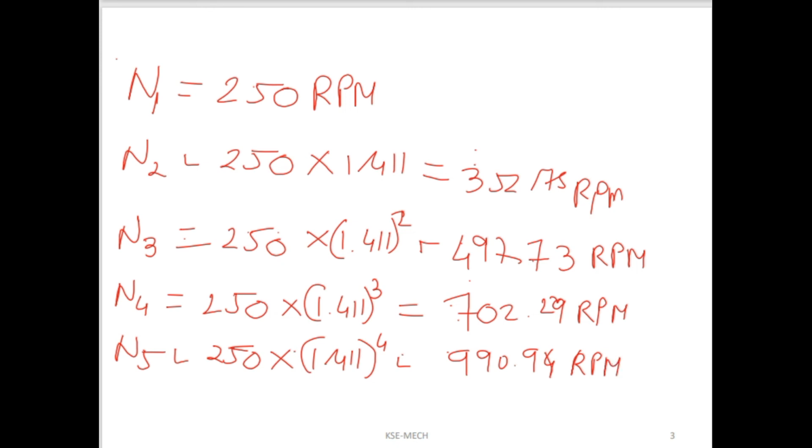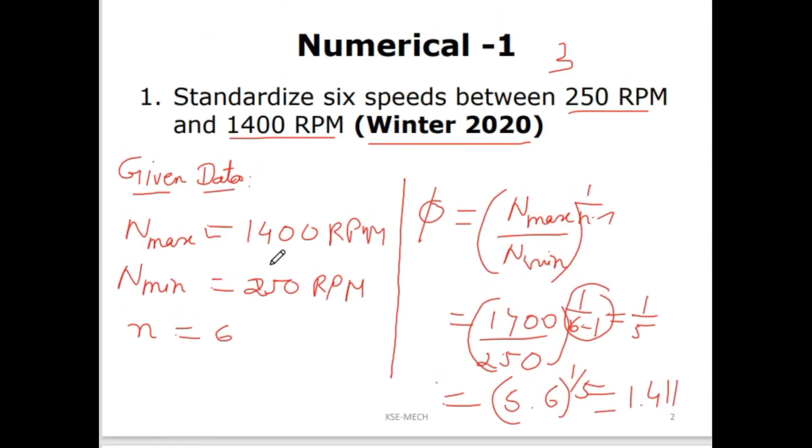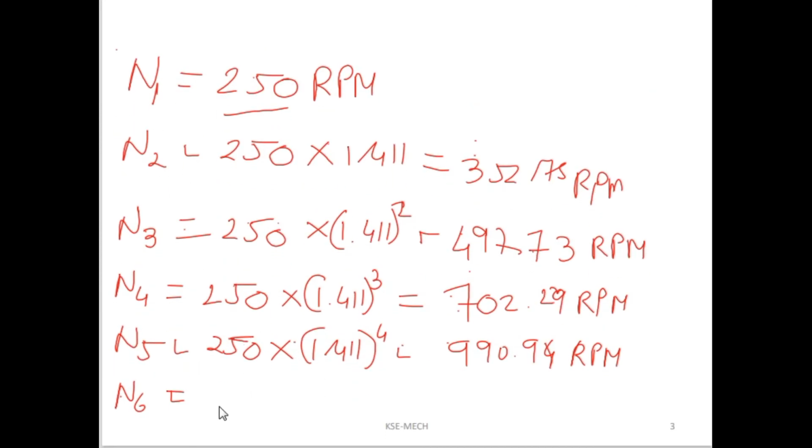And the last speed, that is N6. Here you have to note that the first speed that we used was the minimum speed, 250 rpm, and the last speed we will be getting will be the maximum speed that was given in the data. The maximum speed is 1400 rpm, so we will be getting an answer nearer to 1400 rpm. If we get that, then our procedure is correct.